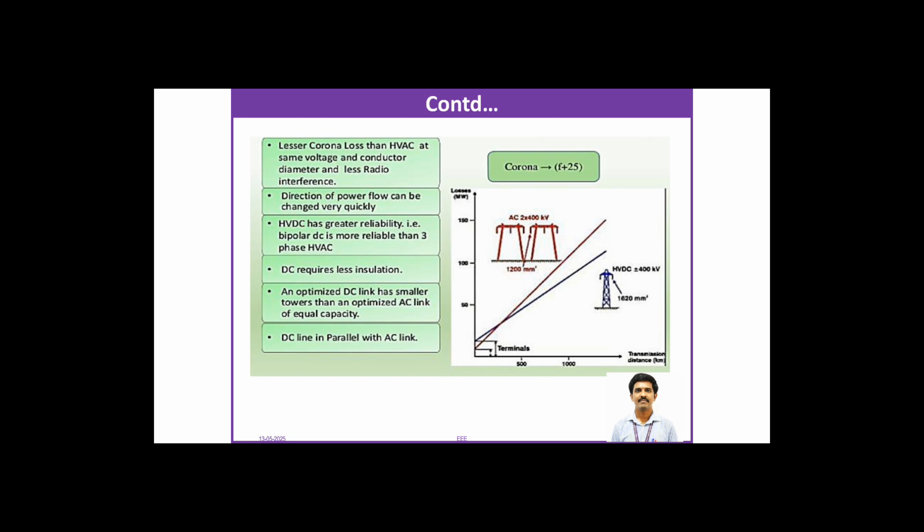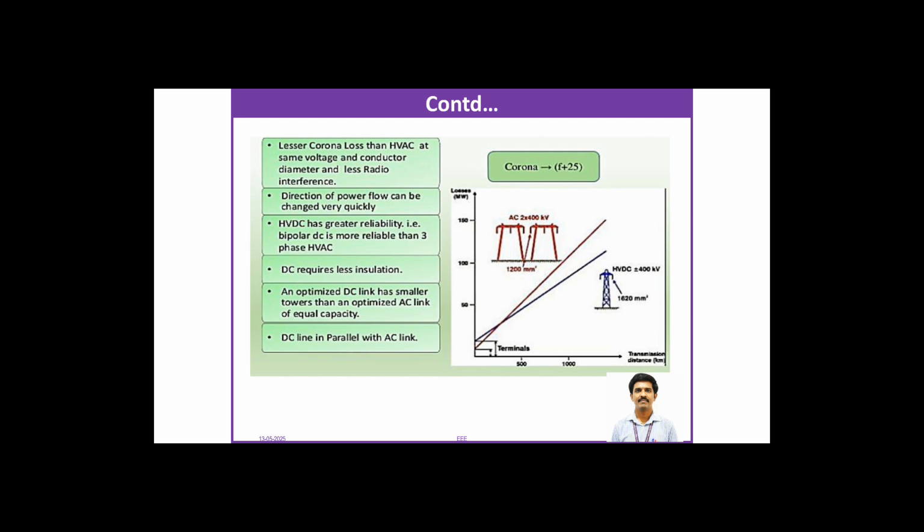There are fewer corona losses than HVAC at the same voltage and conductor diameter, and less radio interference in HVDC. The direction of power flow can be changed very quickly, and HVDC has greater reliability; that is, bipolar DC is more reliable than 3-phase high voltage AC transmission. DC requires a much smaller amount of insulation compared to AC. Finally, an optimized DC link has a smaller tower than an optimized AC link of equal capacity, which we have discussed earlier, and a DC line can be parallel with an AC link.